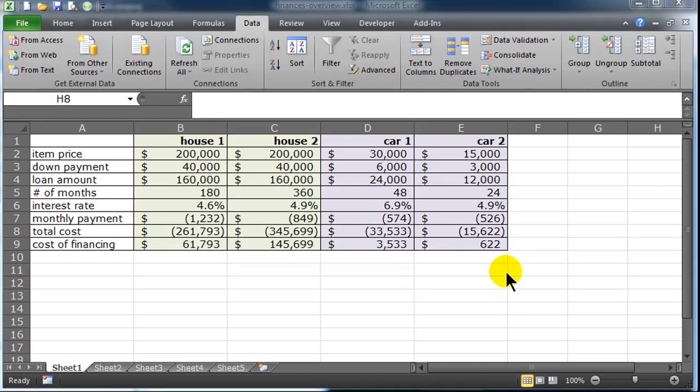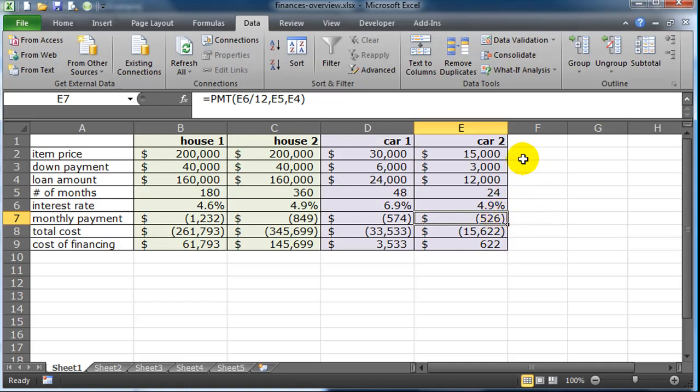Now let's do a little bit of goal seek. Now let's say I want car 2 here. It's $15,000, but I don't want to pay $526 a month. I only want to pay $450 a month. So I'm going to have to make a bigger down payment.